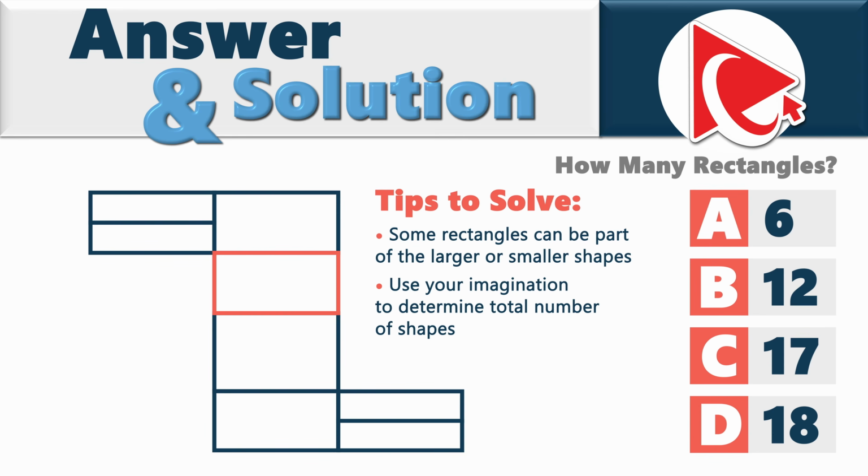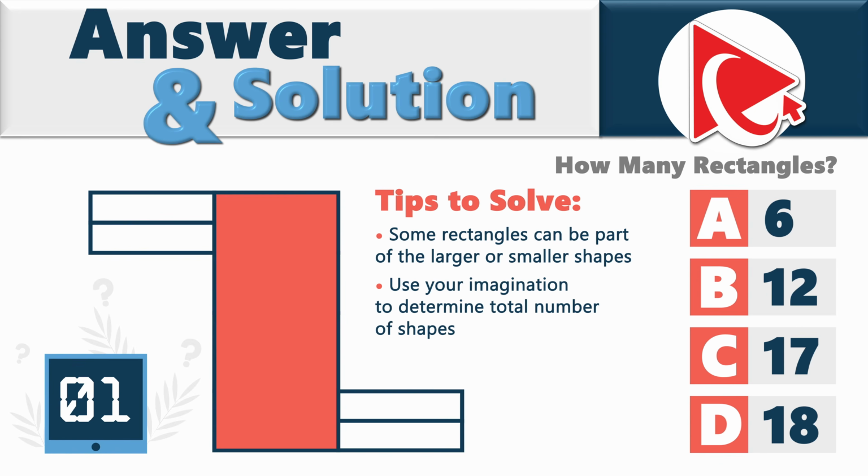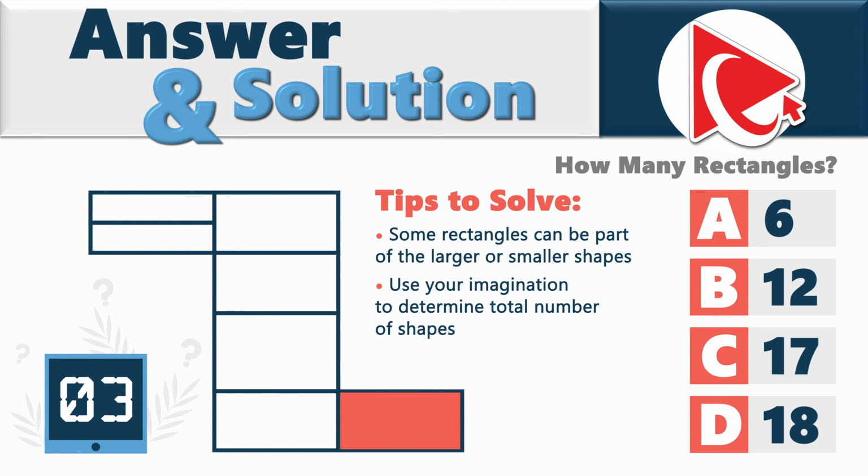I think I already know the answer. Let me reveal all the shapes to you. 1, 2, 3, 4, 5, and 6. Would you agree that the answer should be choice A, 6? Well, I am having doubts now because I see more triangles.